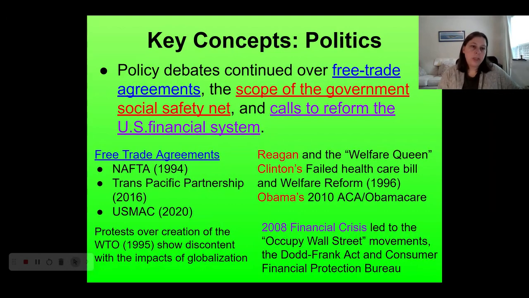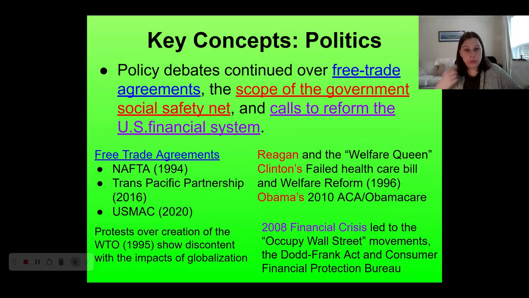And we see that rhetoric picked up by both the Republicans and the Democrats in the 1990s. Under Clinton, we see what's called the welfare reform bill, which restricts welfare and adds a bunch of requirements. If you're going to be on welfare, you have to jump through a bunch of different hoops, etc. So we see, again, debates about that.